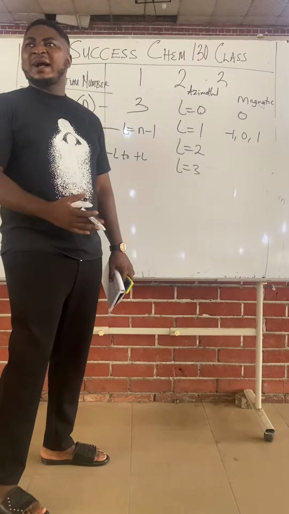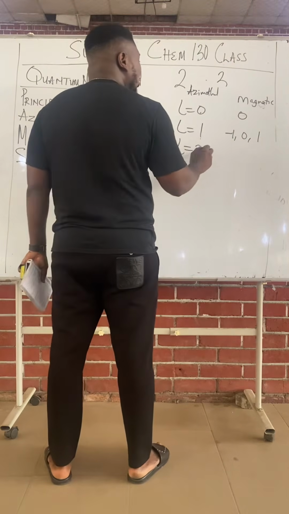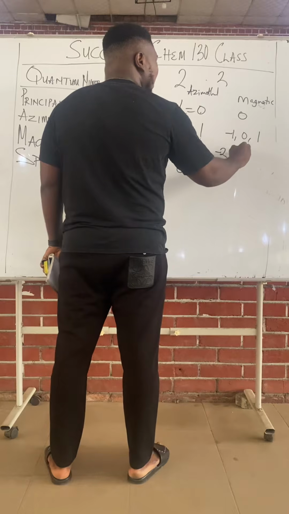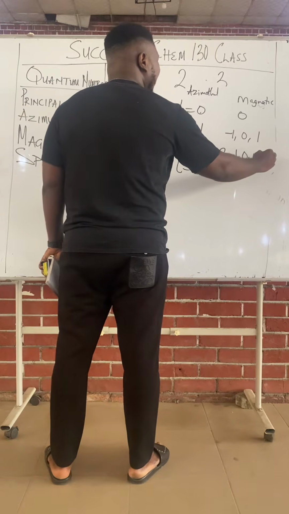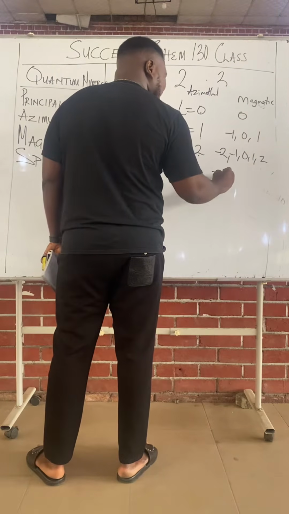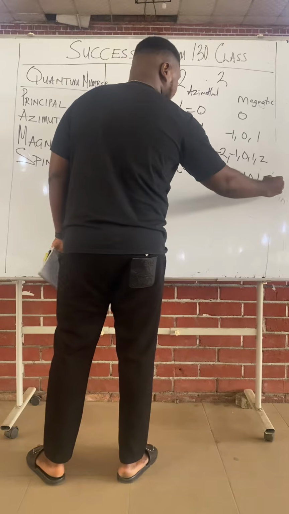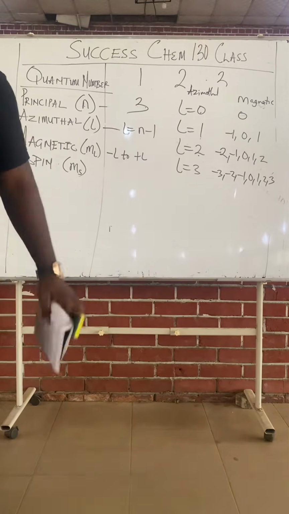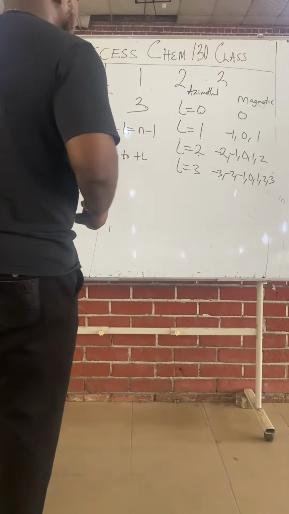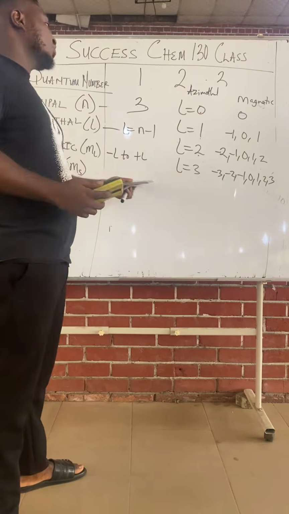Your magnetic quantum number can range from minus 1, 0, 1, and when your azimuthal is 2, your magnetic ranges over all numbers from minus 2 to plus 2: minus 2, minus 1, 0, 1, 2. When your azimuthal is 3, your magnetic is minus 3, minus 2, minus 1, 0, 1, 2, 3. So you can see that it is the value. So class, this understanding is very vital.